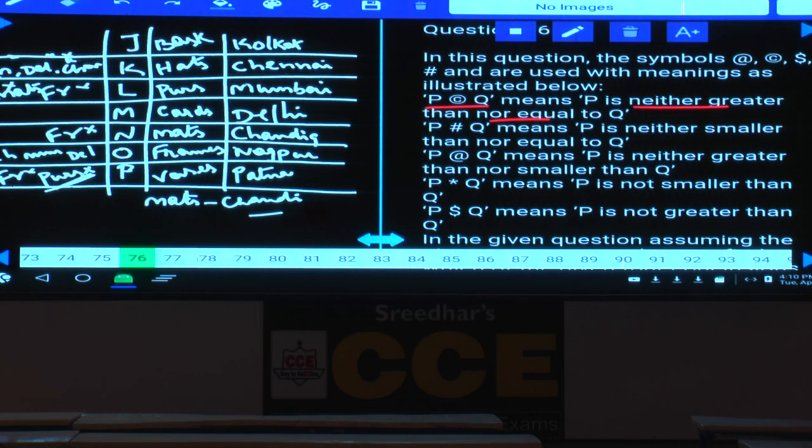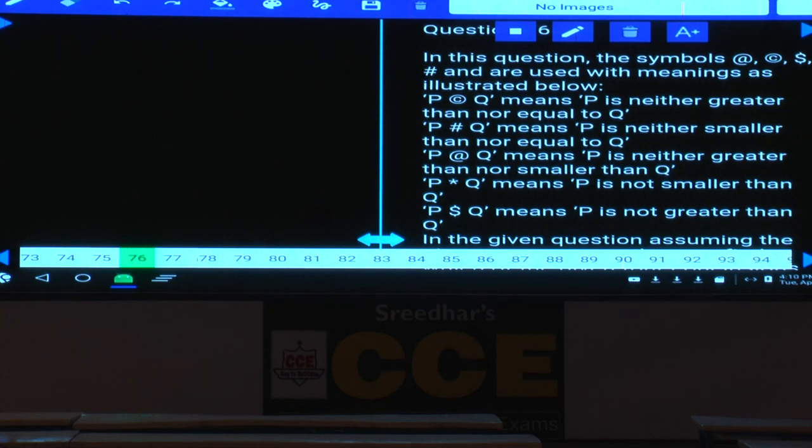And next one, hash stands for neither smaller nor equal to. Hence, hash stands for greater than. At the rate of means not greater than, not smaller than, it must be equals to. And star means not smaller than, it must be greater than or equals to. And dollar stands for not greater than, it must be lesser than or equals to. Done with this? Now, what are the symbols given here?